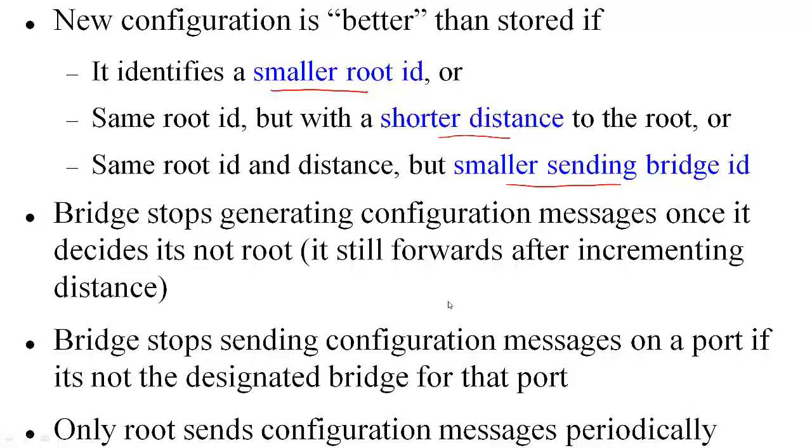These are the same rules that we discussed before. A few other subtle points. A bridge stops generating configuration messages once it decides that it is not the root, but it still forwards configuration messages after incrementing distance, but it is not generating configuration messages by itself.